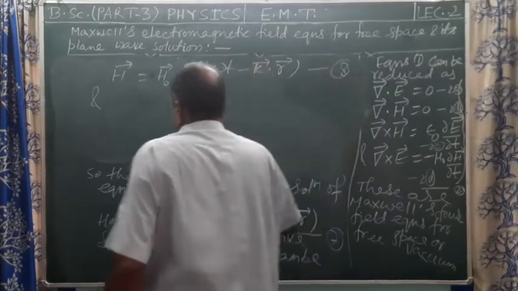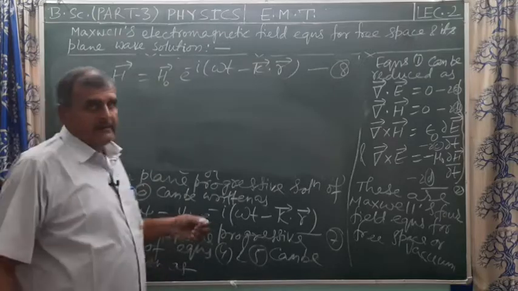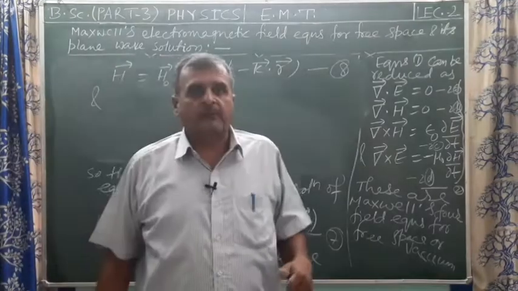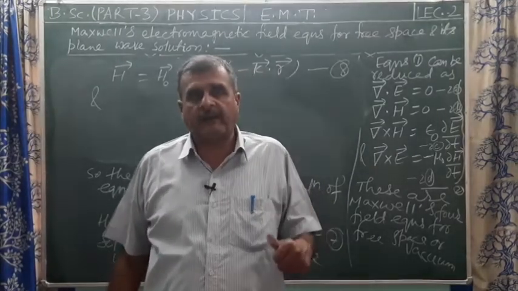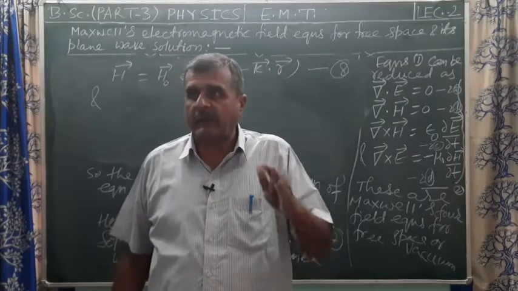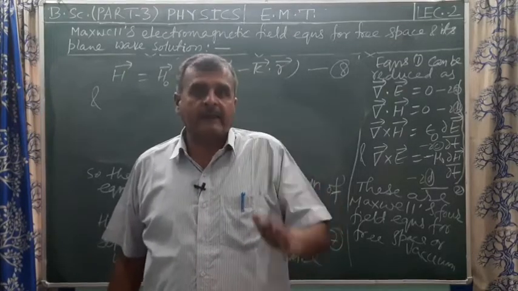And for equation 5, that is the vector equation for electric field, that is the differential equation for electric field intensity, del square E vector minus 1 by c square del square E vector by del t square.